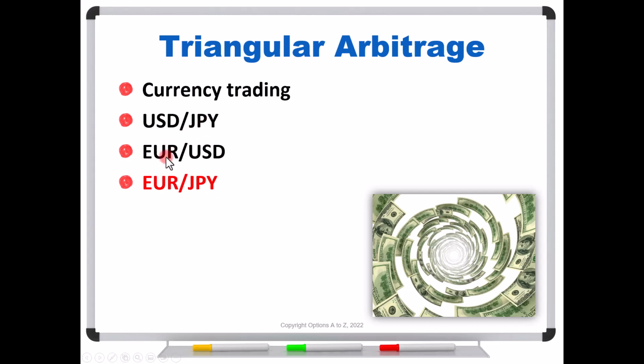Now, something else to understand is that in order to figure out triangular arbitrage, you have to set up your quotes in a special way. And so that's why I've set these quotes up in these formats: US dollar to Japanese yen, euro to US dollars, and then euro to Japanese yen. And the reason I did this is that this is going to help you to see where the arbitrage is coming from.